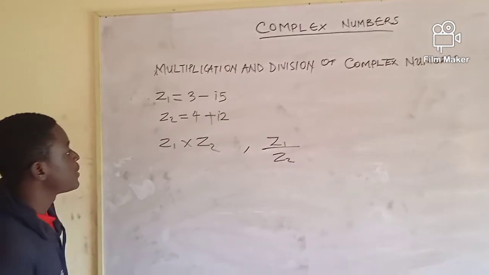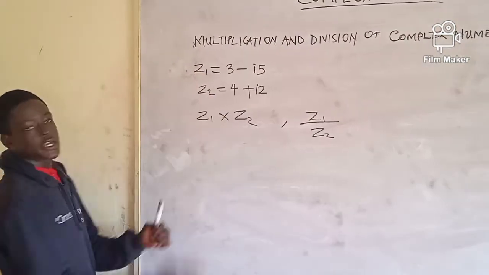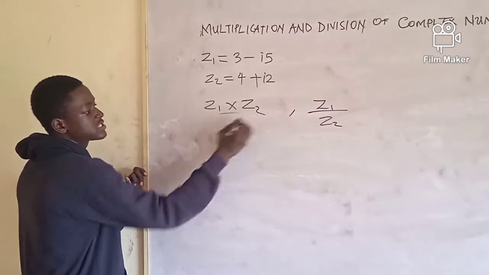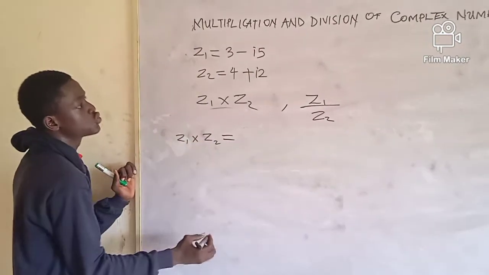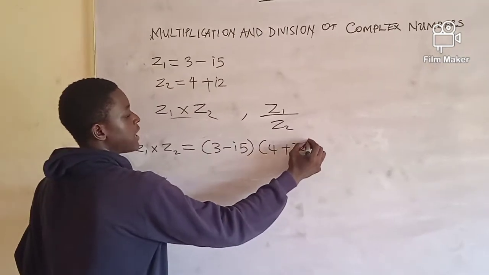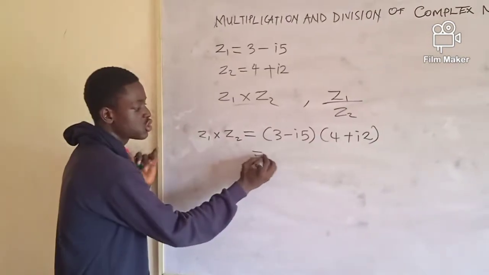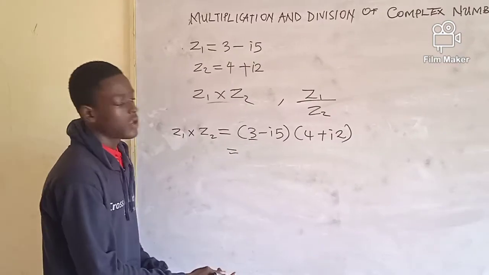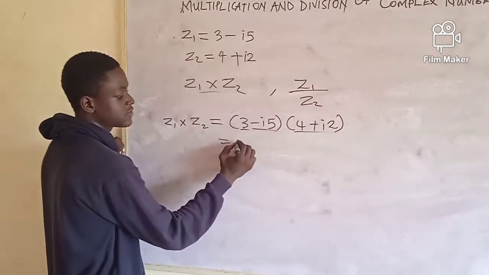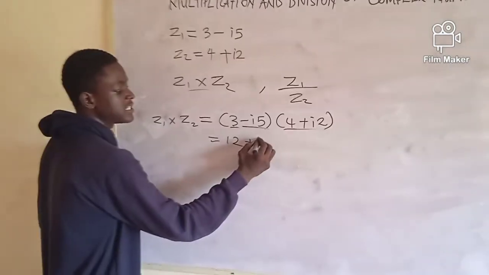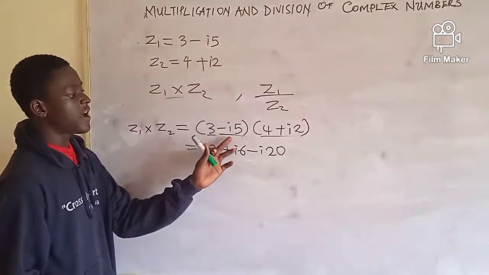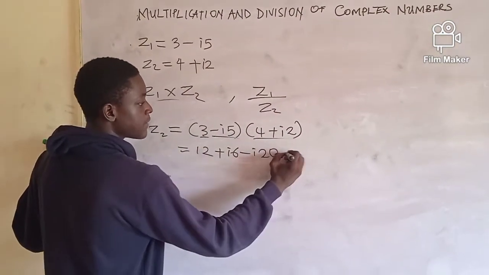Now on to the multiplication and division of complex numbers. Let's say we have the first complex number 3 minus 5i and the second complex number 4 plus 2i. If I have to multiply these, z1 times z2 is equal to 3 minus 5i times 4 plus 2i. Just like our normal expansion of brackets, this first value multiplies every entry in this bracket, and this second value multiplies everything in this bracket, which is 3 times 4 gives us 12, 3 times plus 2i gives us plus 6i, minus 5i times 4 gives us minus 20i, and minus 5i times plus 2i will give us minus 10 i squared.